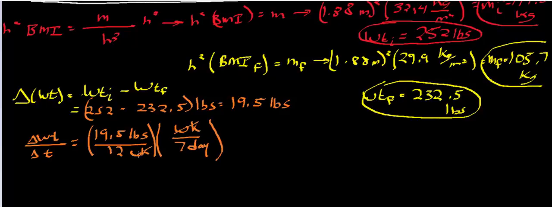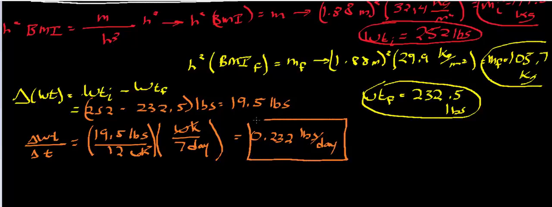So the weeks here are going to cancel. And what's that going to give me? Well, I'm going to say that this person has to lose 19.5 pounds in 12 weeks, so 19.5 divided by 12, and then I'm going to divide that by 7 to convert this into units of pounds per day. So ultimately, the weight loss per day is 0.232 pounds per day. Okay, this is the weight loss per day they're going to have.